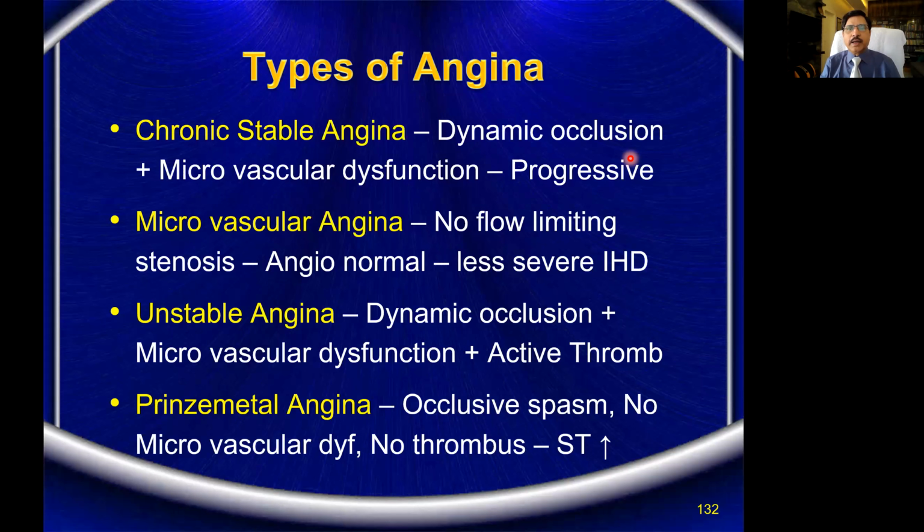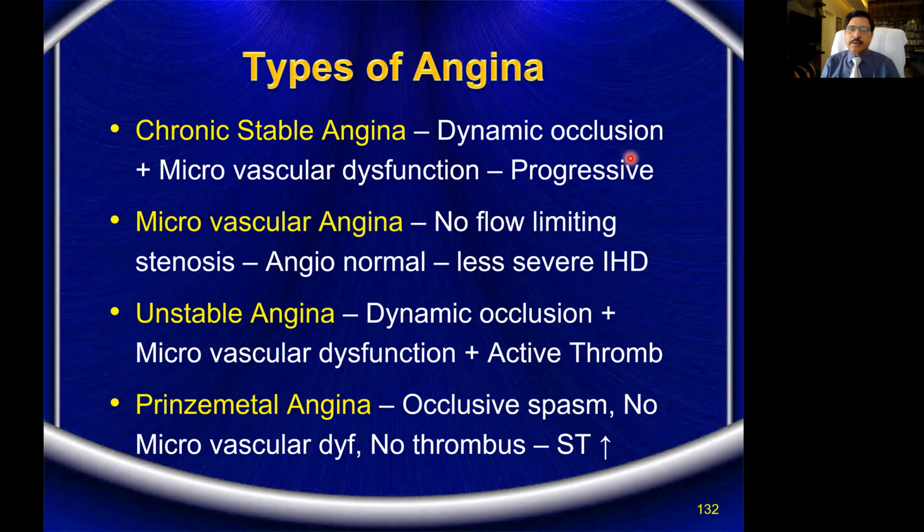Chronic stable angina, dynamic occlusion, microvascular dysfunction, progressive. Microvascular angina, no flow limiting stenosis, angiography is normal, less severe form of IHD. And majority of the women who present with chest pain and ECG changes, you do a coronary angiogram. The angiogram is normal. That is called syndrome X, microvascular angina. Unstable angina, dynamic occlusion, microvascular dysfunction, active thrombosis, need to be carefully watched, may be admitted for a day or two. They may progress on to infarction or they may become normal.